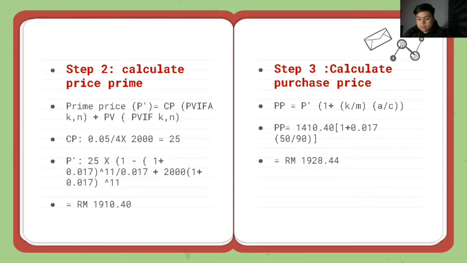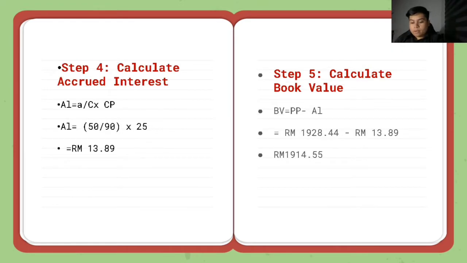For step 3, calculate the purchase price based on the formula: 1910 ringgit and 40 cents times in bracket 1 plus 0.017 in bracket 50 over 90, which we get RM1928 ringgit and 44 cents. For step 4, we must calculate accrued interest. The formula is very simple. It is 50 divided by 90 times 25. We get RM30 ringgit and 89 cents.